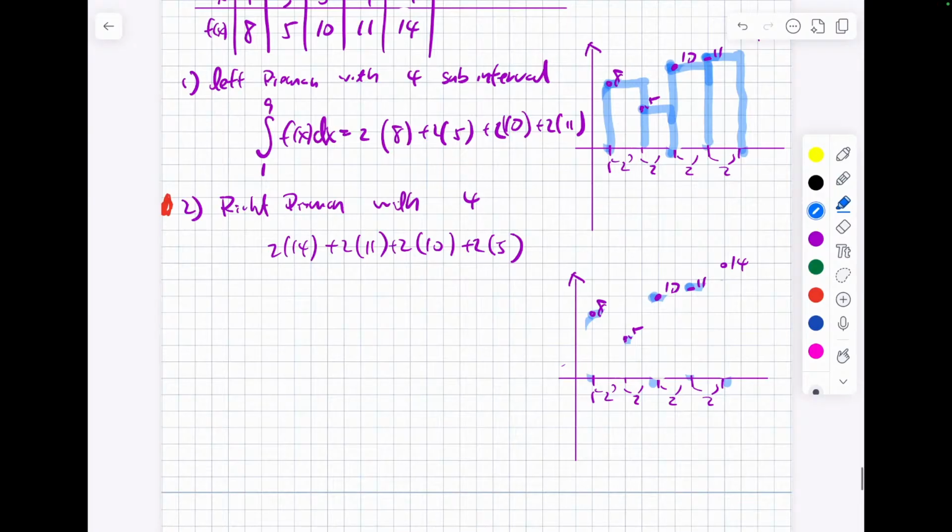Now if I were to use the right Riemann sum, then it's going to be this way. Do you see there's a difference? Does that make sense? One of them is a little bit over, one is a little bit less.